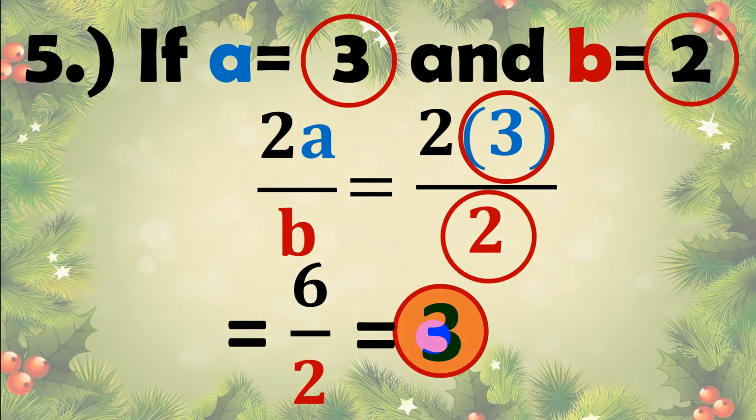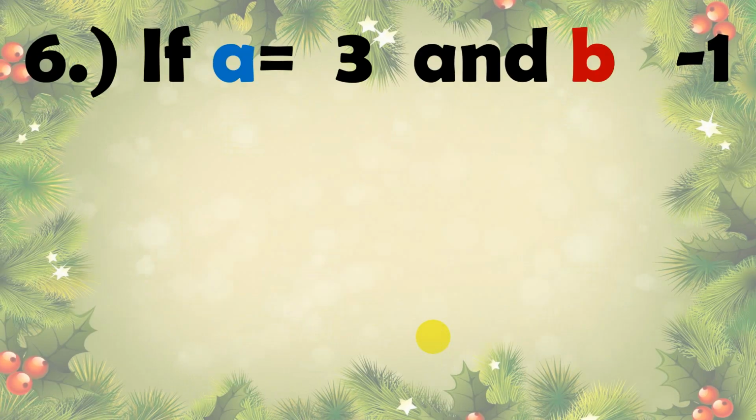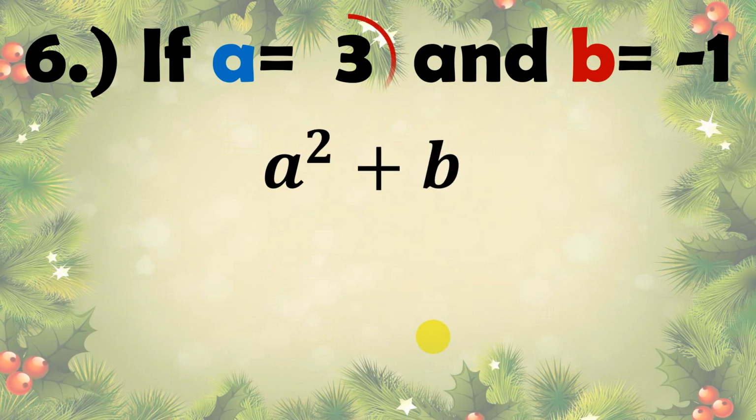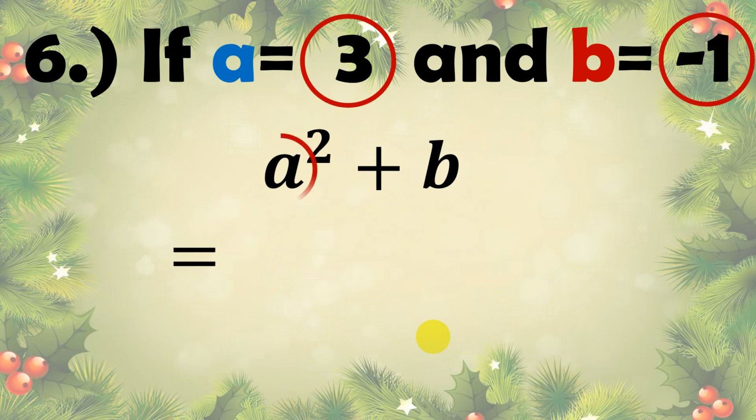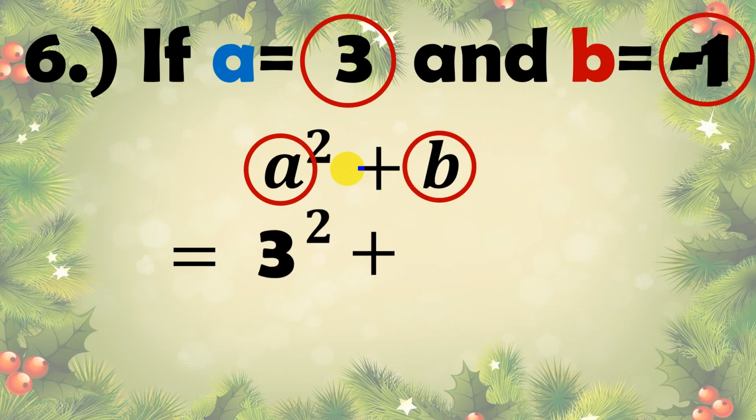All right, next, let's have number 6. Okay, I have here if A equals 3 and B equals negative 1, therefore A squared plus B. The given A is 3, the given B is negative 1. So if that is the case, you have to solve it one at a time. Okay, so let's replace the A with the given 3, then you have to square it, of course, since we have only replaced the A here, and then copy plus, and then copy your B.